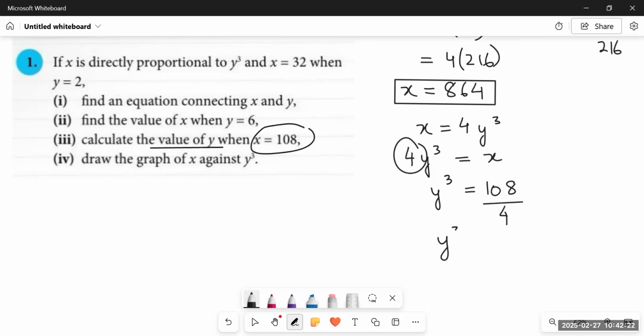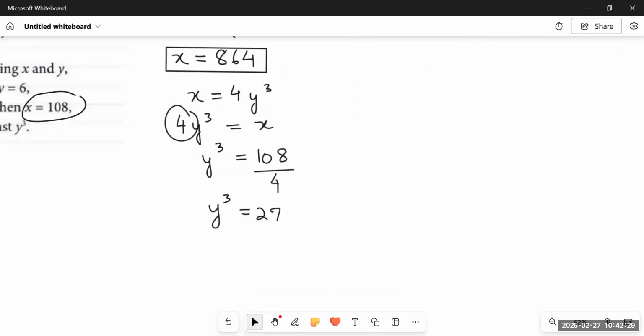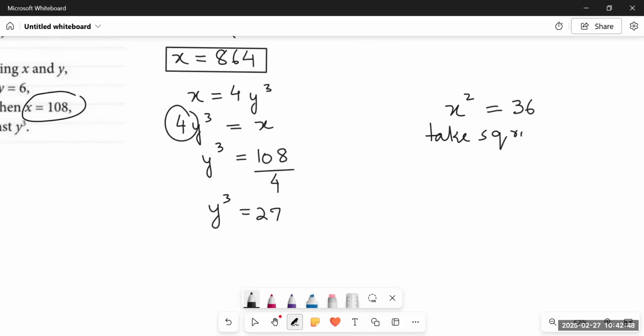When I divide 108 by 4, I will get 27. Now, what do we have to do next? Whenever you come up with answers for a variable having power 2 or 3, you have to remove that power. Let's say I have x square is equal to 36. To remove this square, since I have to find the value of x and not x square, I'll take the square root on both sides.